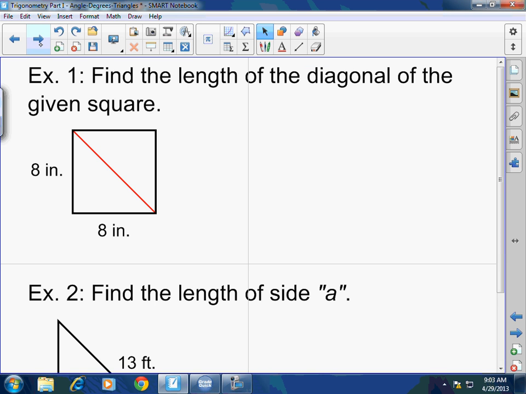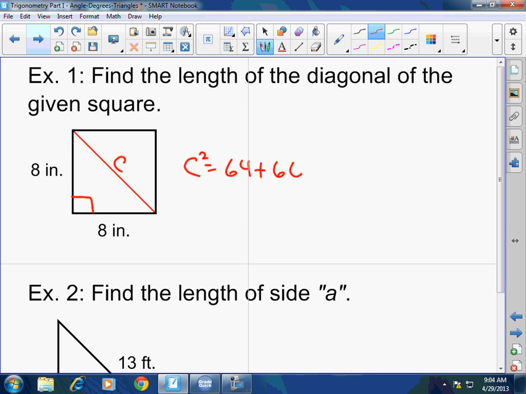Okay, now how do you use this? Find the length of the diagonal of the given square. Well, if it's a square, what do we know about all the angles of a square? Not only are they the same, but they're 90 degrees, right? You did know that, right, guys? Because 360 degrees divided by 4 equal angles is 90 degrees each. So this is my C. So C squared equals A squared plus B squared. Oh, that was an ugly number. I don't like that. So C squared equals 128.